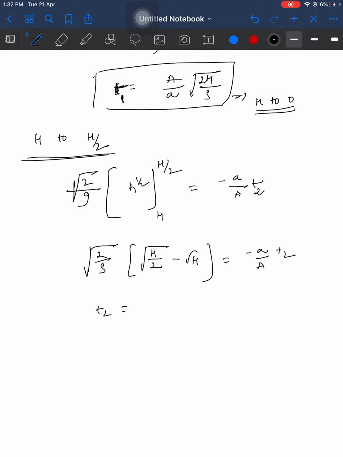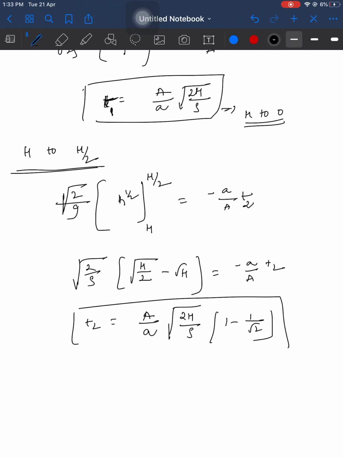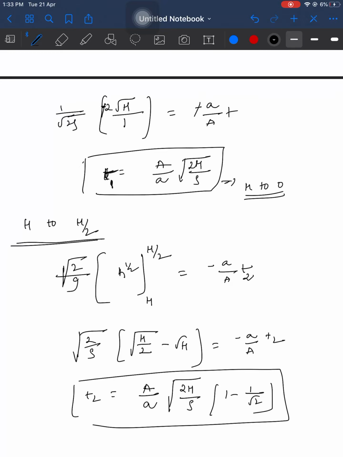I can write t2 as capital A by small a into square root of 2h by g into 1 minus 1 by root 2. This is t2. From where to where? Full tank to half of the tank. How much time did it take?